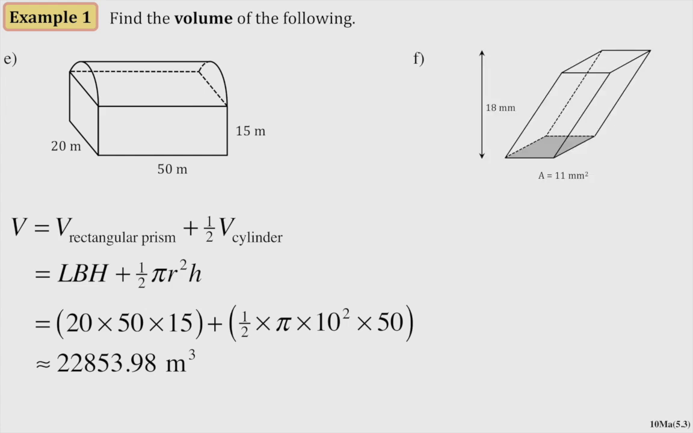Part F. Ooh, looks a bit weird, but we've got a shaded area on the bottom. So this is just the formula. Volume is equal to the area of the shaded slice times the height. If we took cuts through this shape, the slice would be the same all of the way through. The height from the bottom slice to the top slice is 18. So it's just 11 times 18, 198 cubic millimeters.